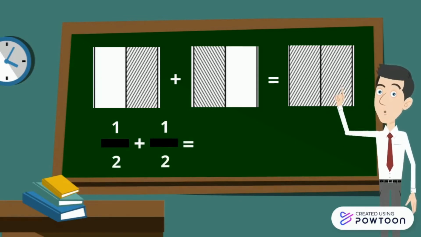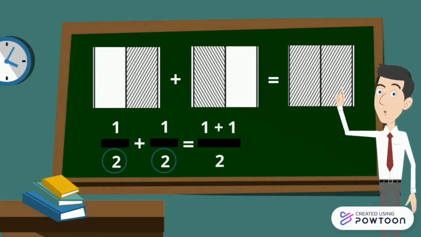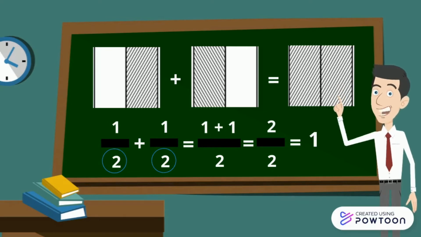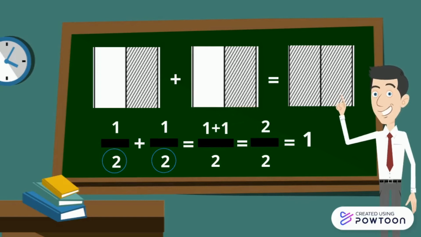Now, we see that the denominators of these two fractions are the same. That's why we can add the numerators of these fractions. So, the solution is 1 plus 1 over 2 equals 2/2 equals 1, because a fraction is a division problem and 2 divided by 2 is 1. That's why 2/2 is equal to 1.